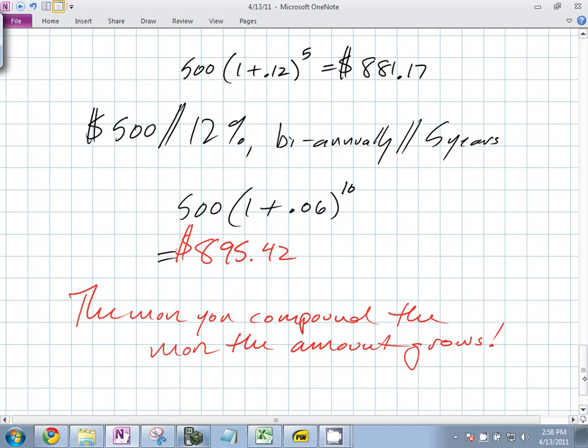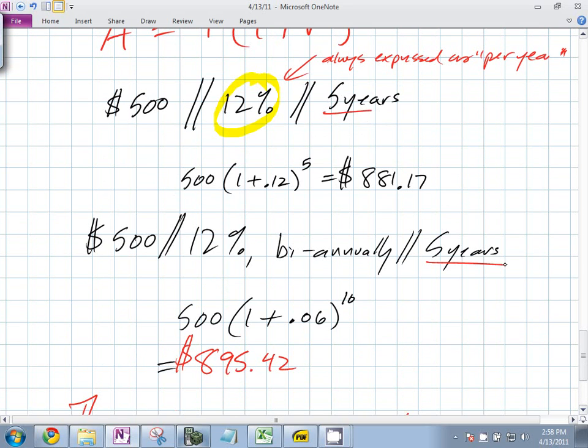No, you're not changing the length of the loan. It's the same length. The only thing we changed was instead of compounding it once a year, we compounded it twice a year, and you ended up with more money. The point is, the more you compound, the more money you make.